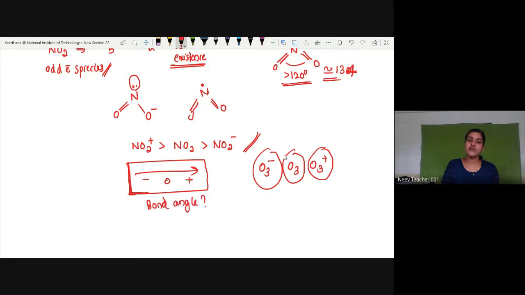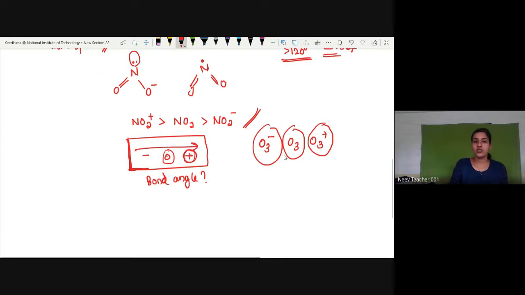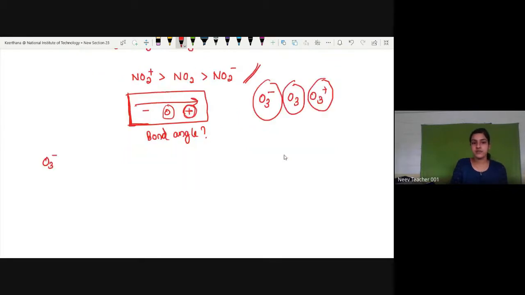Normally, this is not for your NCERT. If you are preparing for JEE and a question like this comes, you can just remember it this way: minus, zero, and plus, just like the number system. The negative has the least, then 0, then positive. Positive has the highest value of bond angle, then 0, then negative. Then consider the O3 minus, O3 and O3 plus bond angle.